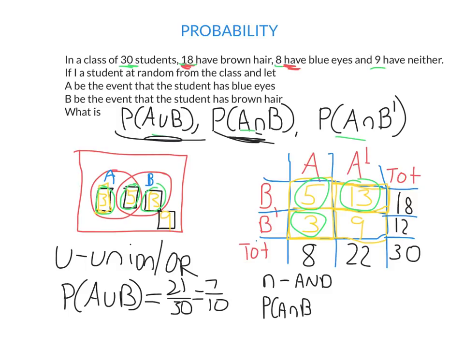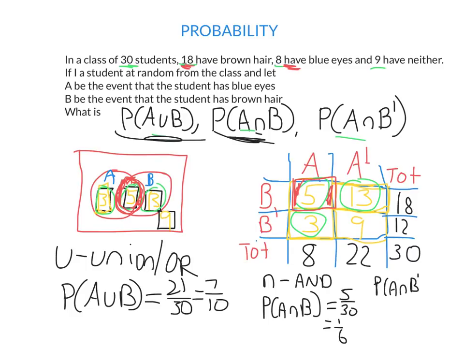That means that they have brown hair and blue eyes. So we're only looking at this region here. So everything in the circle was A or B. Only this little region is A and B. Similarly, this is the cell that corresponds to A and B, students who have blue eyes and brown hair. We can see from both of them there are 5 out of 30 of those students, which is just 1 over 6. So the last one says probability A and not B.